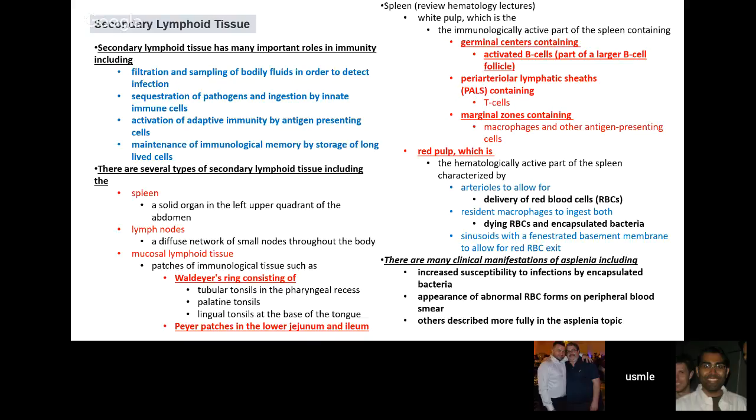So asplenia, remember you have encapsulated bacteria. We went over it several times, so you should know it by now very, very well. And the red cells that change, remember, they look like helmets, and other manifestations of asplenia that you know by now.